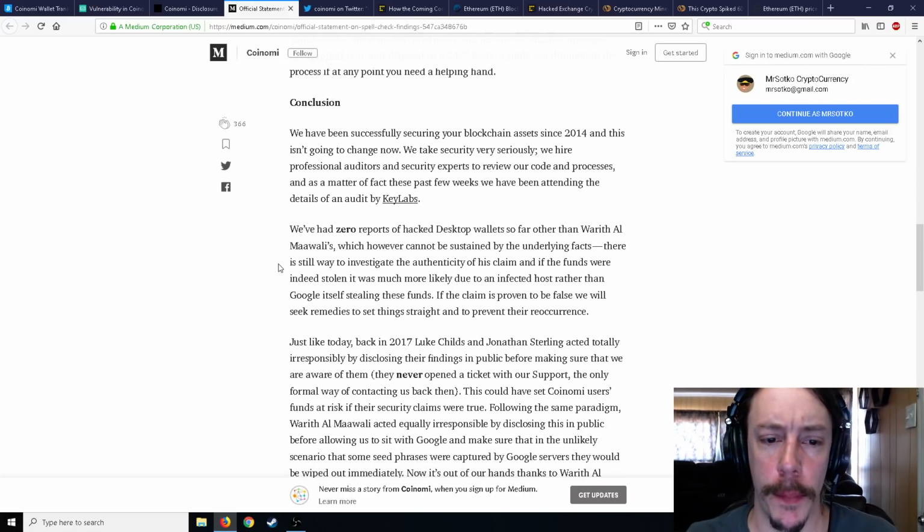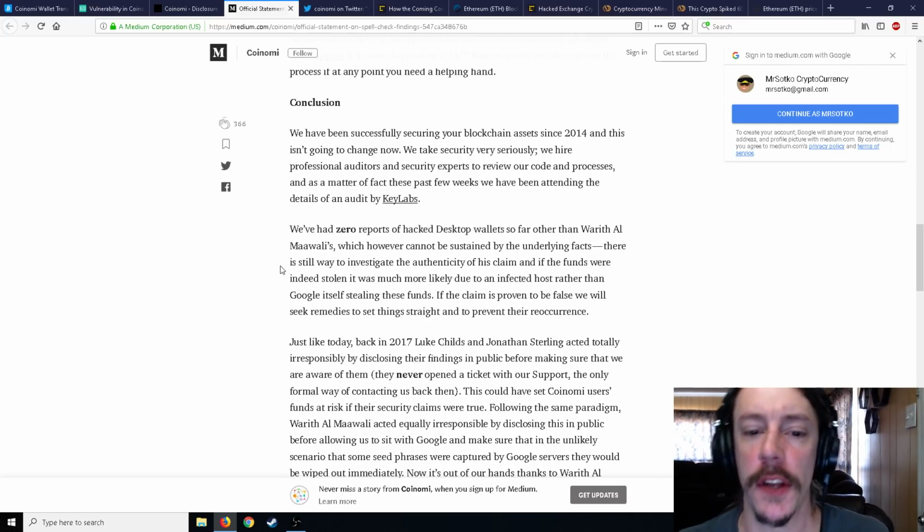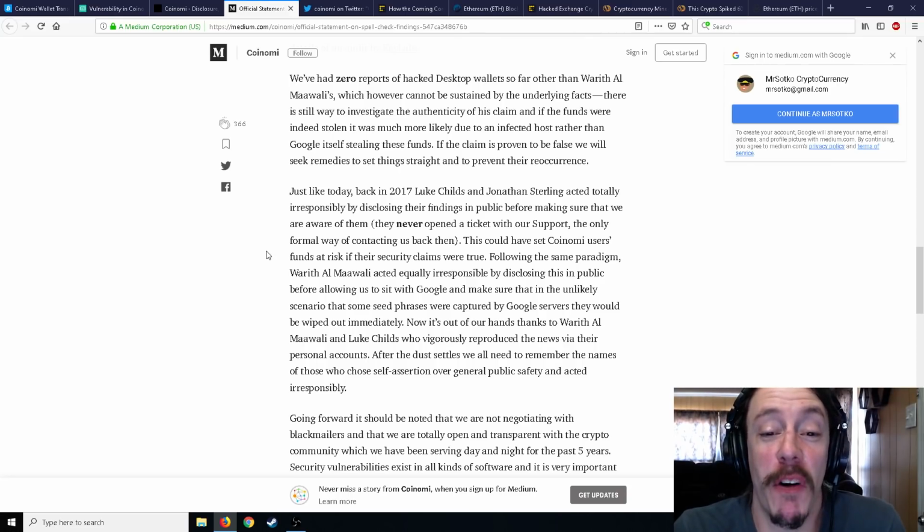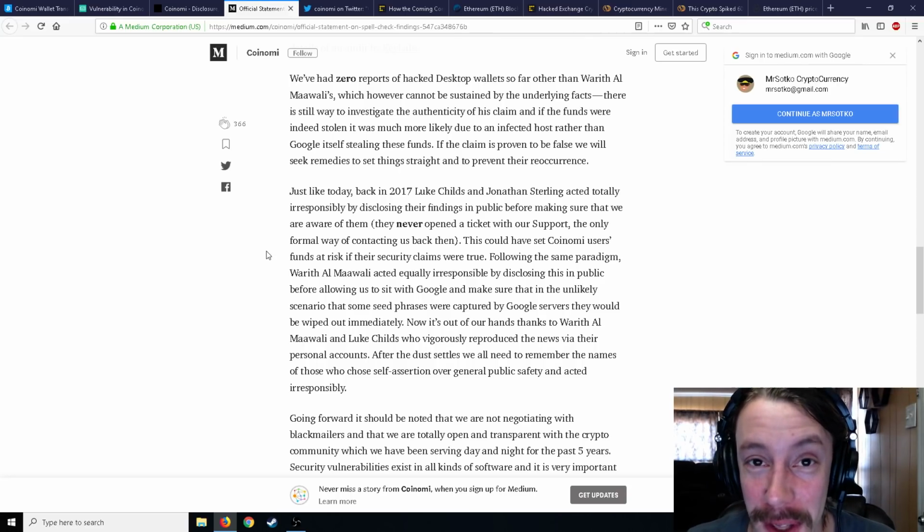So we've had 0 reports of hacked desktop wallets so far, other than Warith al-Malali's, which, however, cannot be sustained by the underlying facts. There are still ways to investigate the authenticity of his claim, and if the funds were indeed stolen, it was much more likely due to an infected host rather than Google itself stealing these funds. If the claim is proven to be false, we will seek remedies. Just like today, back in 2017, so then they go on to rip on the people that pointed out these problems.